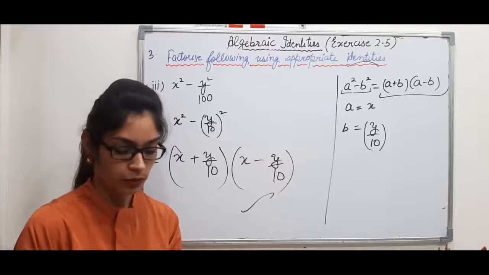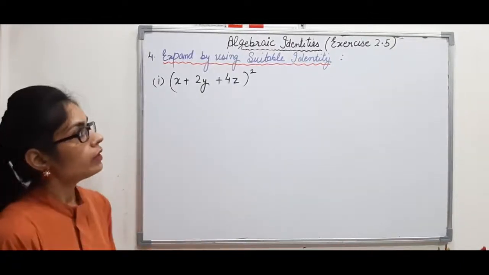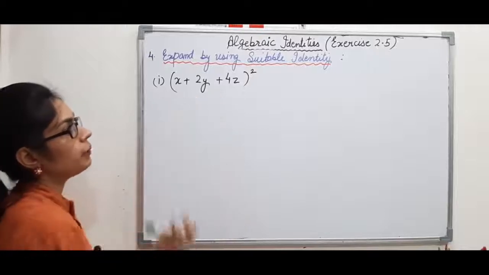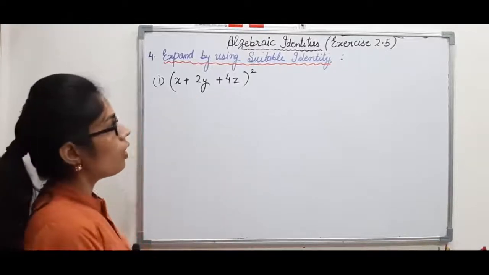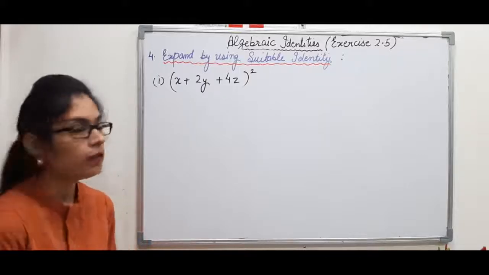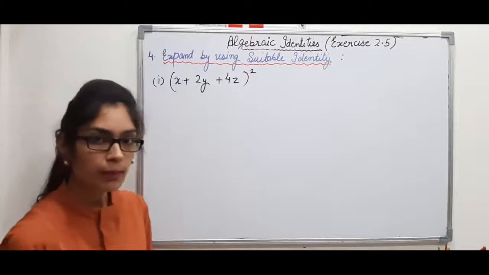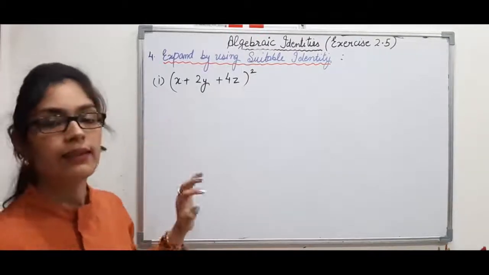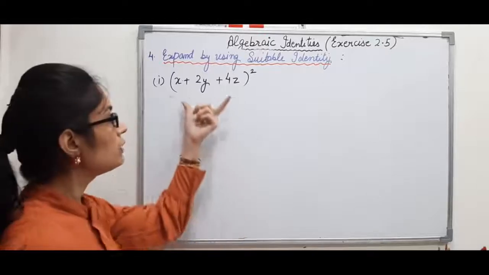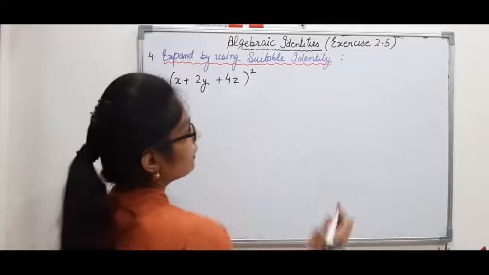Now let's do the fourth question. In the fourth question, we have to expand the expression by using suitable identities. So 6 parts are there. All the parts are very similar, only they have made changes in the signs. So I will do 3 parts with you, 3 parts you have to try yourself, but the identity will remain the same, because 3 expressions are there with whole square. So we have already done the identity.